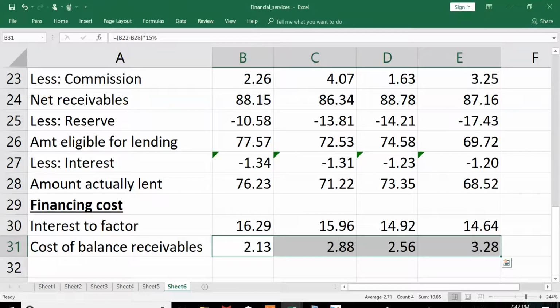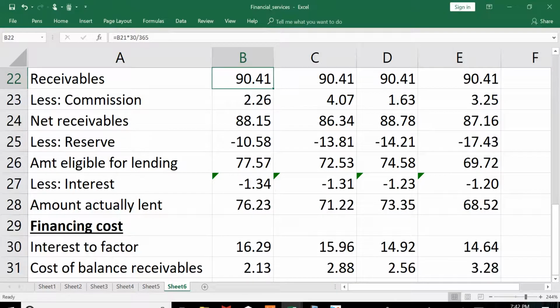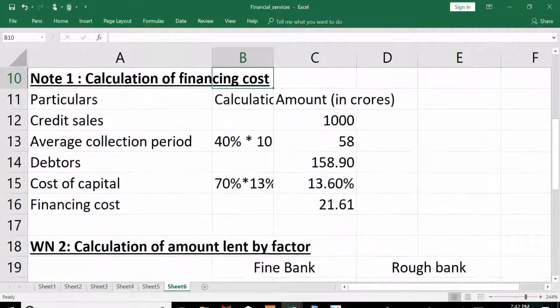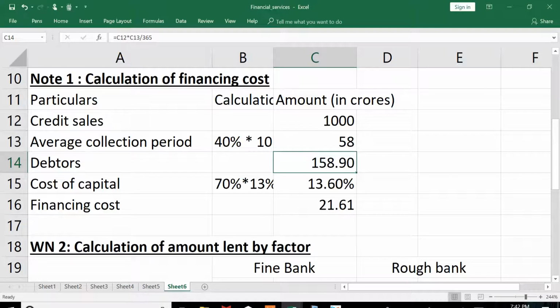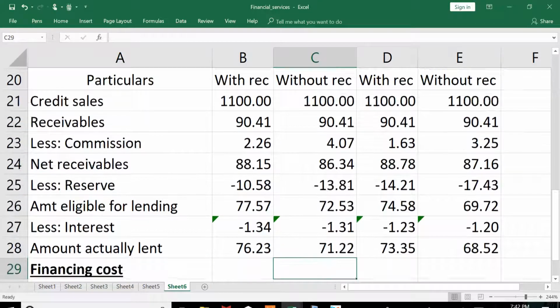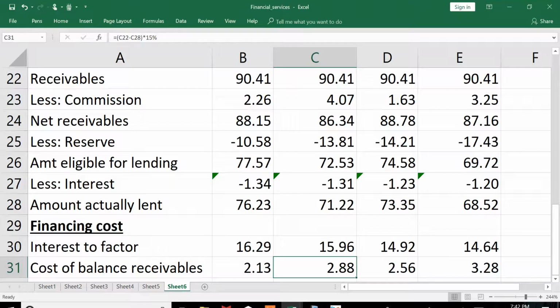Your requirement is some, if I prepare a balance sheet, it will show 90.41 on the asset side. Earlier, it used to show 158.90 on the asset side. Against that, 70% was the bank loan, 30% was the own funds. Bank loan 13%, own funds 15%. Now, against 90 crore, factor will give 76, which is at the specified rate, whatever be the rate. Balance I have to bring on my own. For that, I will have to pay 15%.